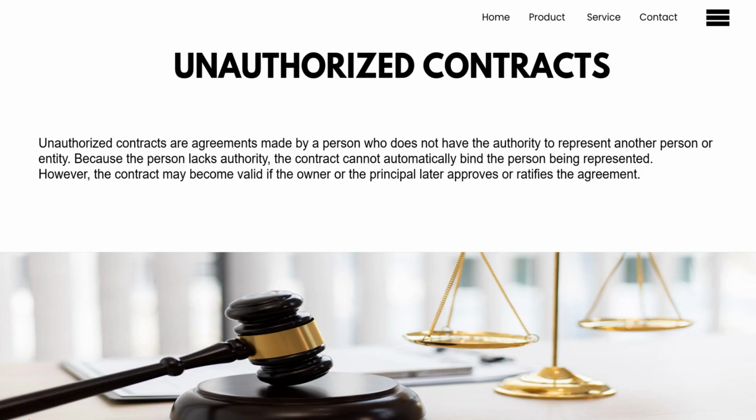Unauthorized contracts. Unauthorized contracts are agreements made by a person who does not have the authority to represent another person or entity. Because the person lacks authority, the contract cannot automatically bind the person being represented. However, the contract may become valid if the owner or the principal later approves or ratifies the agreement.